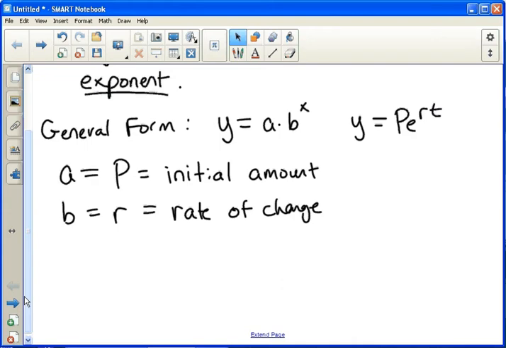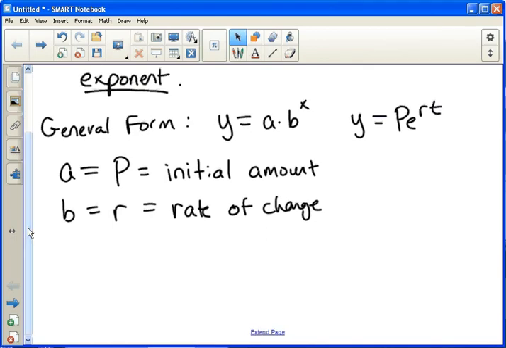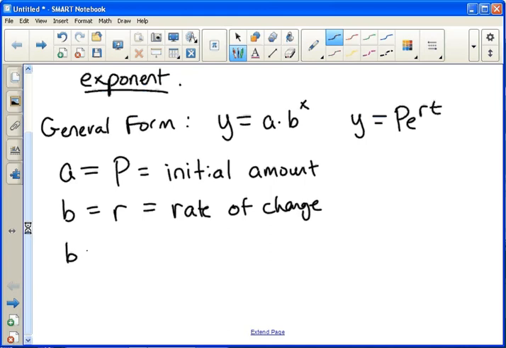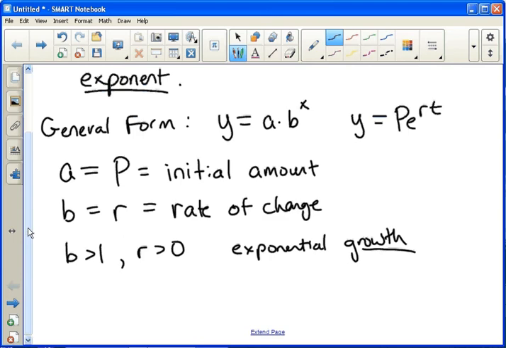Okay, another cool thing about this is you can tell based on B and R whether this is exponential growth or exponential decay. So for example, with B, if b is greater than 1, then it is an exponential growth problem. The same thing will be true if r is greater than 0. So again, the equations are slightly different in the way they're set up. So for b, it just has to be bigger than 1. For r, it has to be bigger than 0. So it just has to be positive for r.